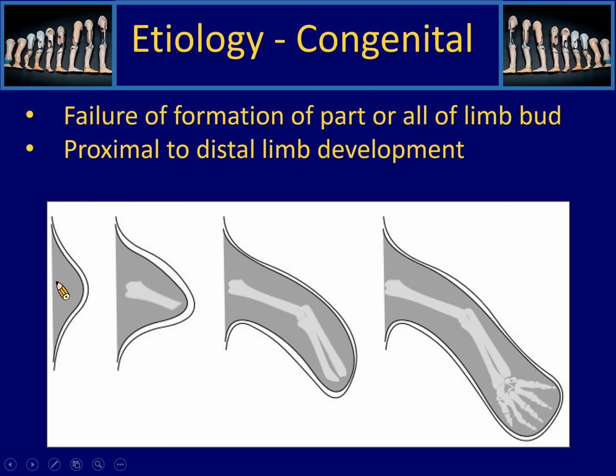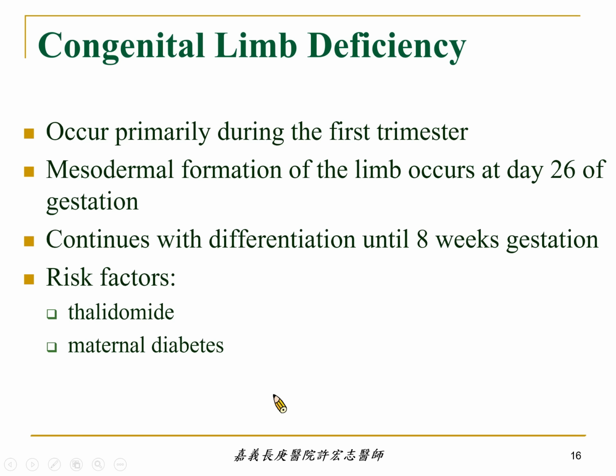You can see the limb bud is formed like this way and this way from proximal to distal during gestation age. If there are some problems during the pregnancy period, there might be some deficiency of the limb. Among them, we know that almost all of them come from the first trimester, when the mesodermal formation is influenced at the date of 26 of gestation.